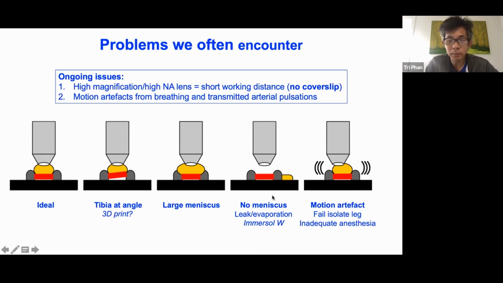And then the common problems are, because it's an immersion, you get evaporation of the meniscus, or worse still, you haven't achieved a waterproof chamber and there's a leak. And we try to overcome that when using immersion liquid like Immersol. And then obviously this problem where we failed to isolate the hindquarter, and so there's transmitted breathing or pulsations, or because the mouse is unstable because the anesthesia is not deep enough.